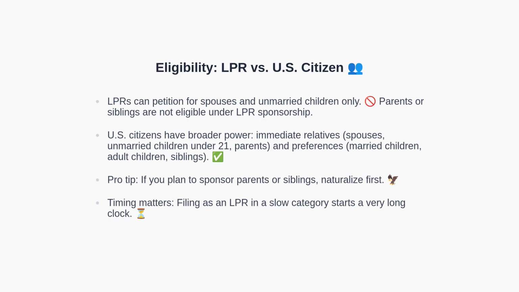Eligibility is foundational. Lawful permanent residents can generally petition only for their spouses and unmarried children. They cannot petition for parents or siblings. By contrast, U.S. citizens can file for immediate relatives, including parents, spouses, and unmarried children under 21, as well as preference categories like married children, adult children, and siblings. Consequently, if your goal is to sponsor parents or siblings, it is strategic to naturalize first. Moreover, filing as an LPR in a slow category can start a very long waiting period. With these rules established, let's examine how a second petition can accelerate things.